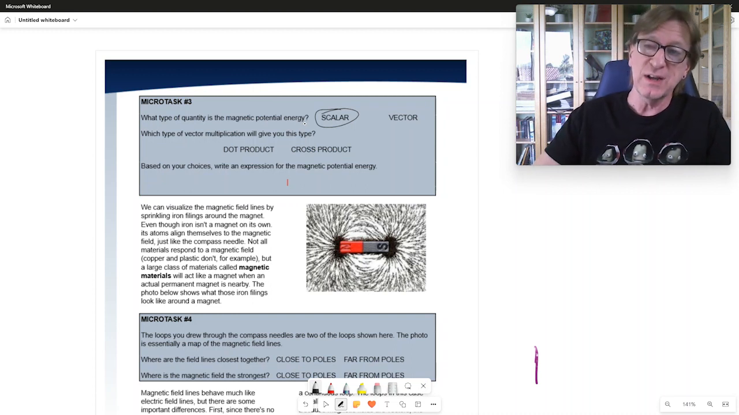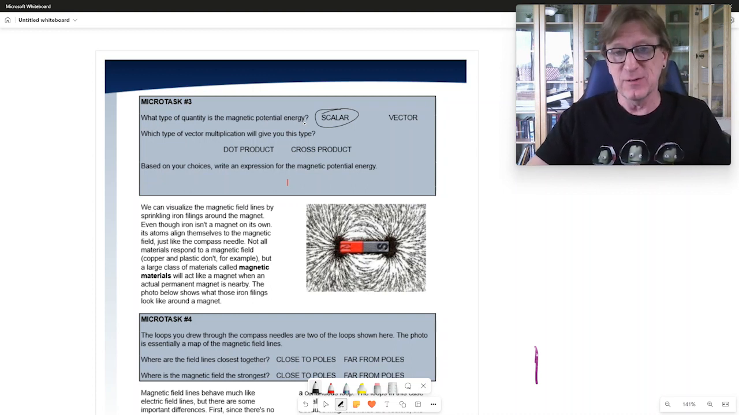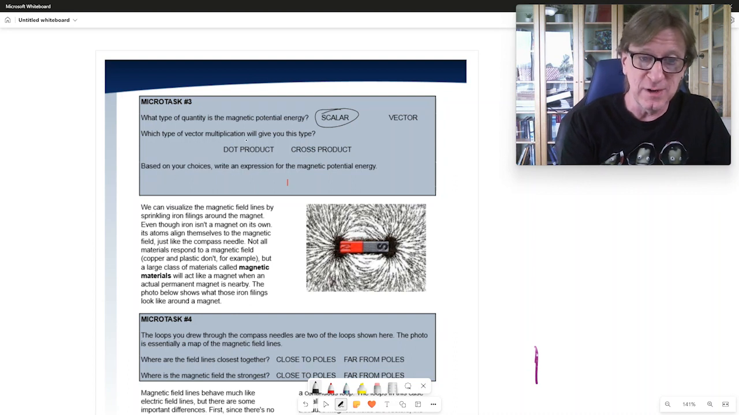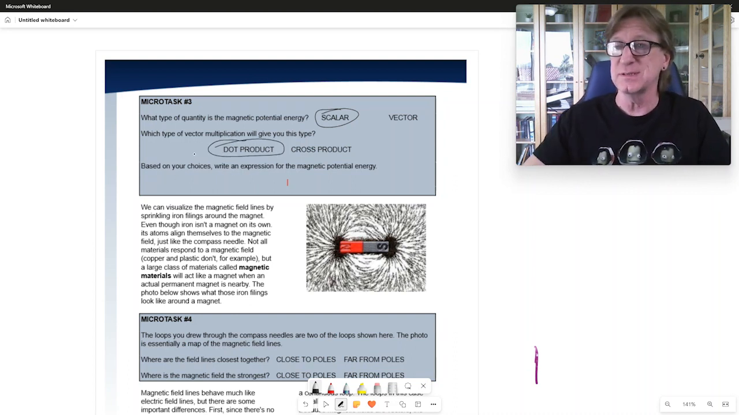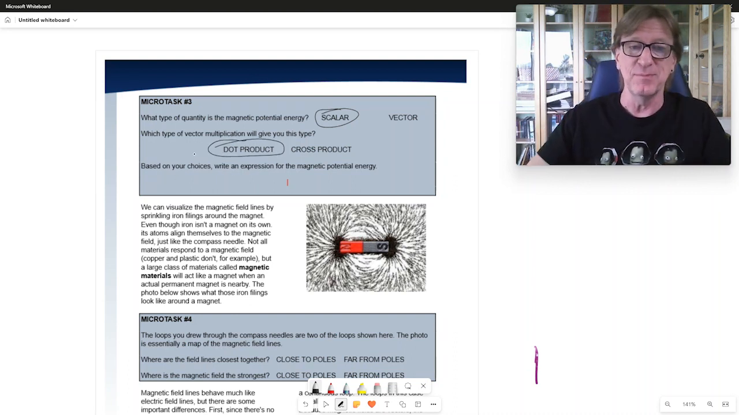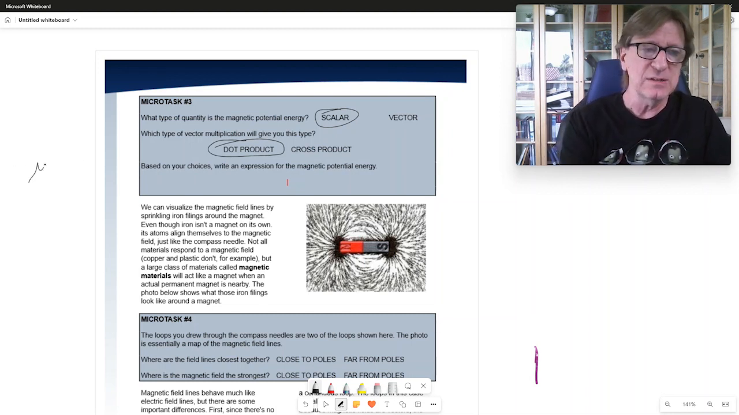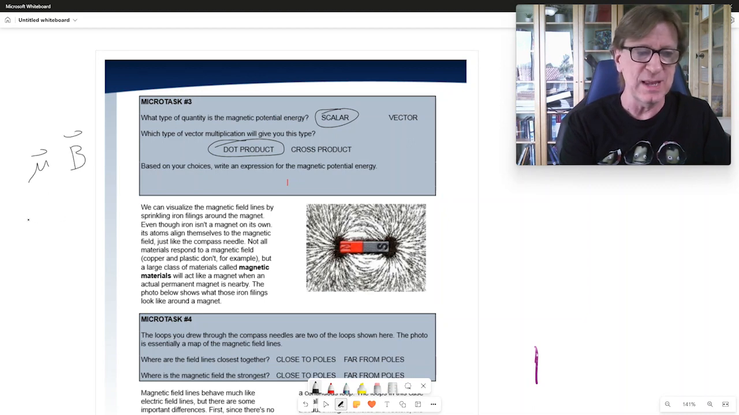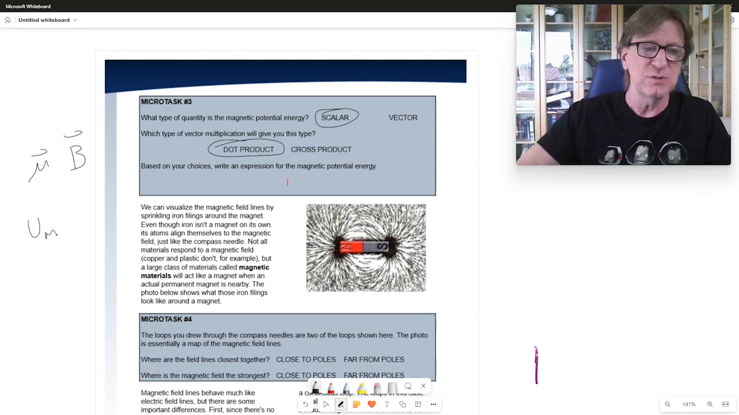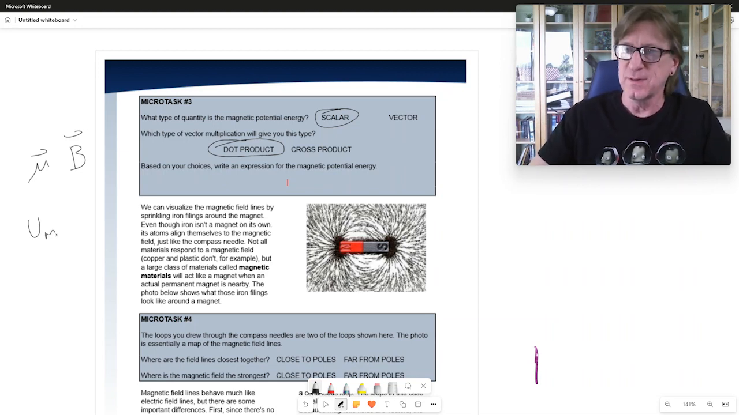So I've got two vectors, and I want to get a scalar out of it. Will I use the dot product or will I use the cross product? Well, this is why we often refer to the dot product as the scalar product, because it's going to give me a scalar by the time I'm done. Now, what I want you to do is think about this. Our expression is going to involve this, and that's going to be for the magnetic potential energy, which we'll use maybe a UM for that.